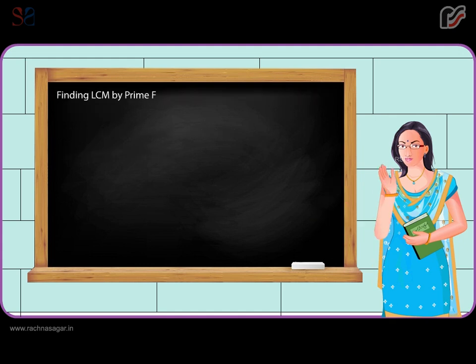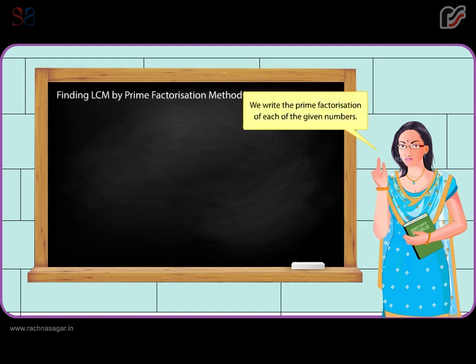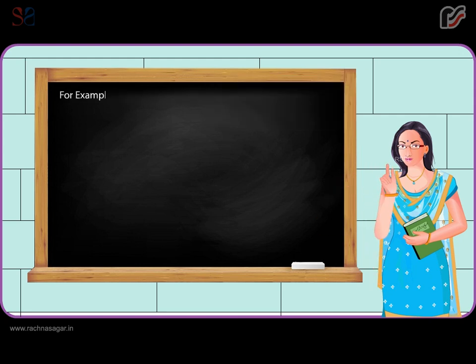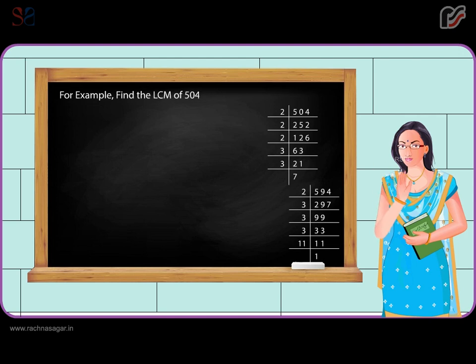Finding LCM by prime factorization method. We write the prime factorization of each of the given numbers. Then, the required LCM of these numbers is the product of all different prime factors of the numbers using the greatest power of each common prime factor. For example, find the LCM of 504 and 594 by prime factorization method.